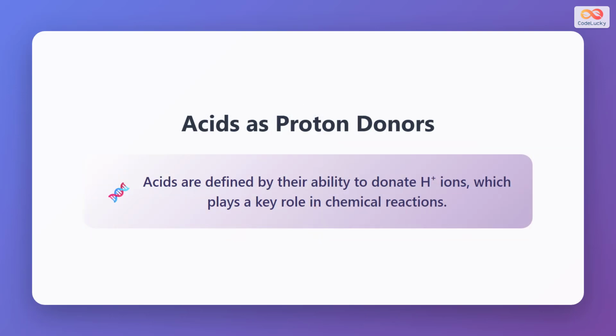To summarize, acids are defined by their ability to donate H+ ions. This property as proton donors plays a key role in countless chemical reactions, from biological processes in your body to industrial applications. Understanding acids as proton donors is fundamental to chemistry and helps explain their behavior in various contexts.